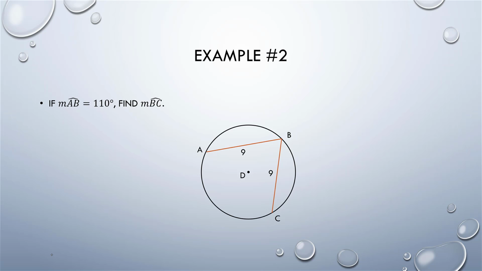If arc AB is 110 degrees, find the measure of arc BC. These chords are part of the same circle, so we're good there, and the chords are congruent. They're both 9. That means that they have congruent arcs. So BC is also 110 degrees.